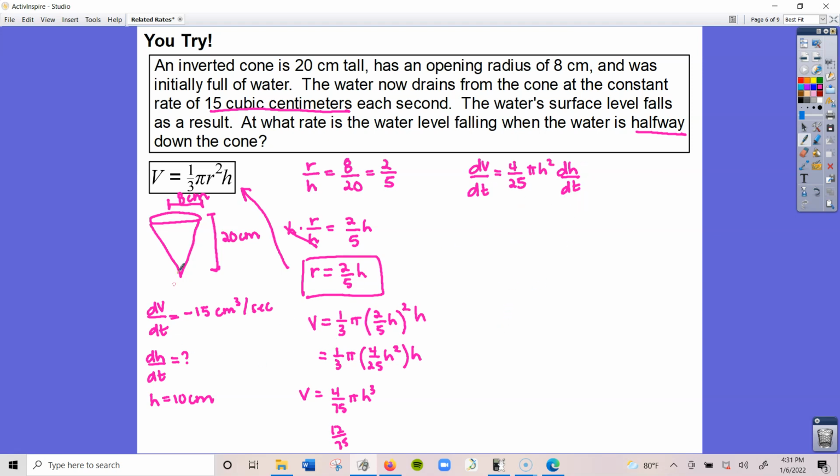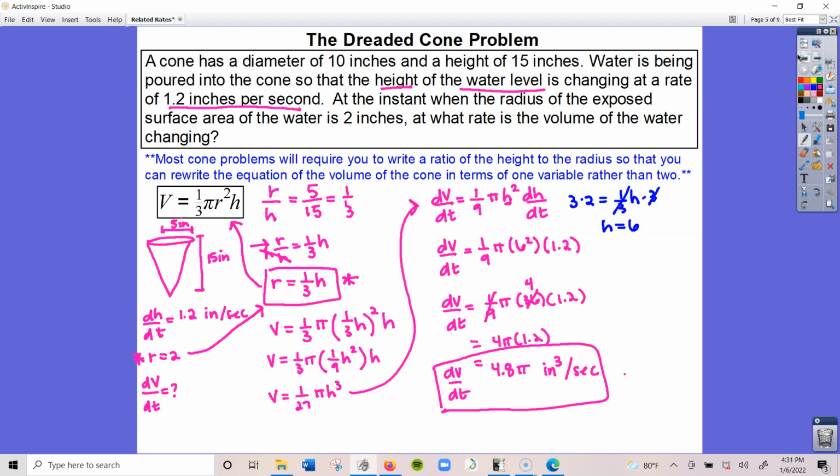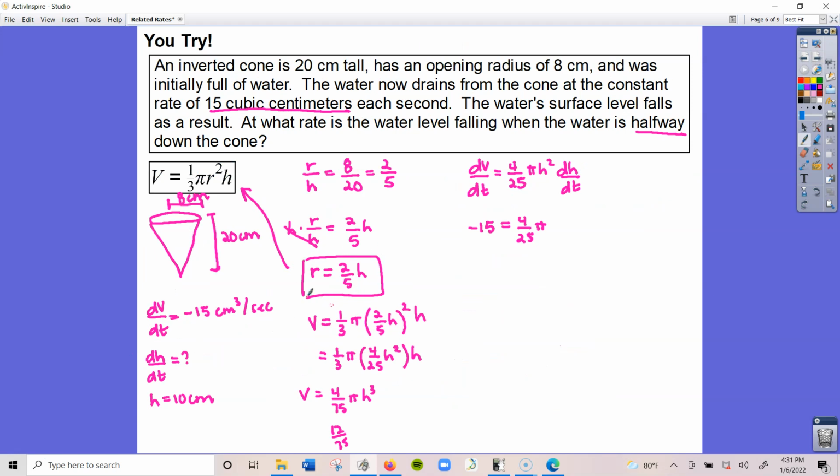Once you've found your derivative, we're going to plug in everything that we have. So dV dt is negative 15 equals 4 over 25 pi. Now, I was given the h. I don't need to worry about this ratio anymore. See, unlike in this previous question, we were not given the h, we were given the r. So if we were given the r, we would use the ratio. That's why I box it, to remind myself that that exists, and plug it in to get the h. But I have it, so I'm going to plug it in, which is 10 squared, and I'm looking for dH dt.